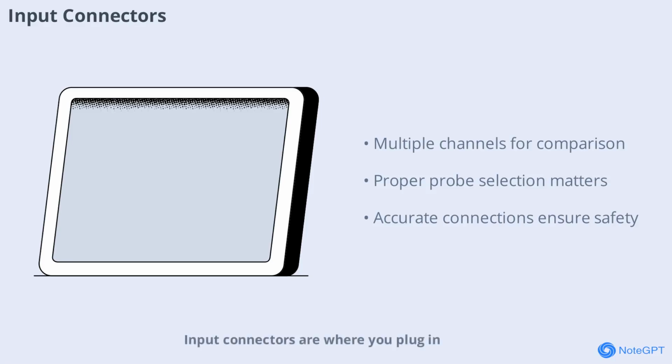Input connectors are where you plug in probes to feed signals into the oscilloscope. Most oscilloscopes have multiple channels, allowing you to compare different signals simultaneously. The quality of your measurements depends on proper connection and probe selection. Understanding how to use input connectors ensures accurate readings and protects your equipment from damage.